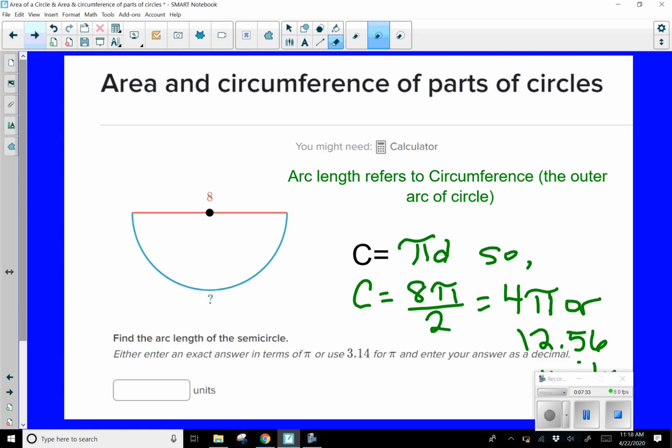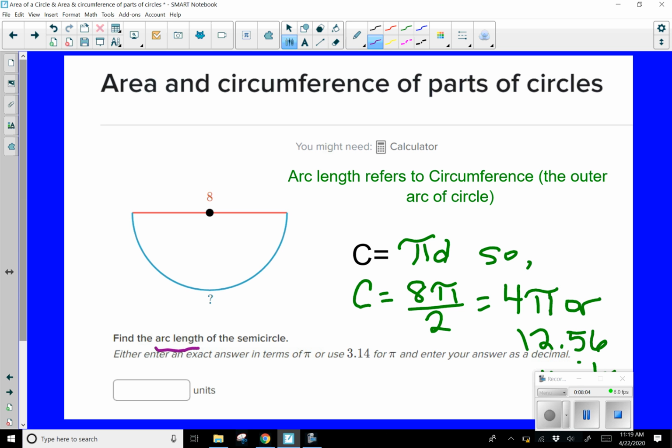Okay, so here we can see that they're giving us a semicircle or a half circle, and they're asking you to find the arc length. Well, the arc length is referring to this part on the outside, the arc of your circle, which means your circumference. You'll see right here I have: arc length refers to circumference, the outer arc of the circle. So I've used my circumference formula. It's a semicircle, so we can either multiply by 0.5 or divide by 2.